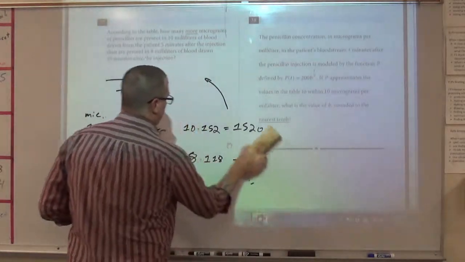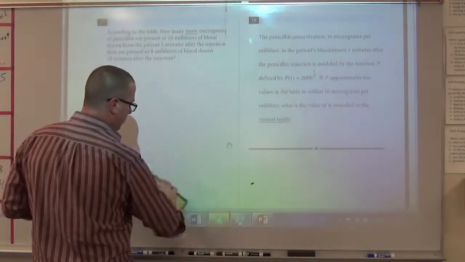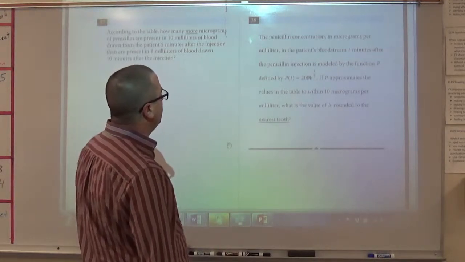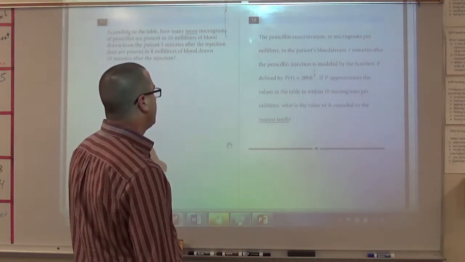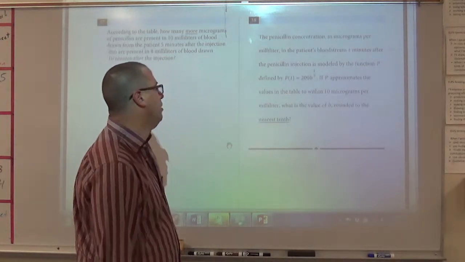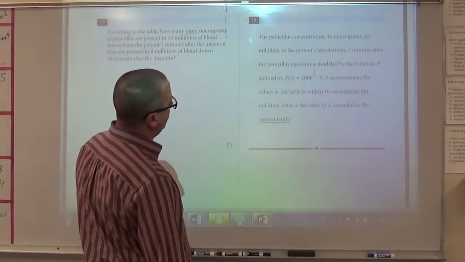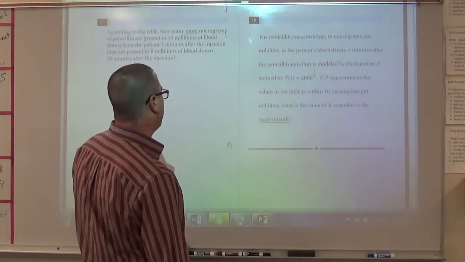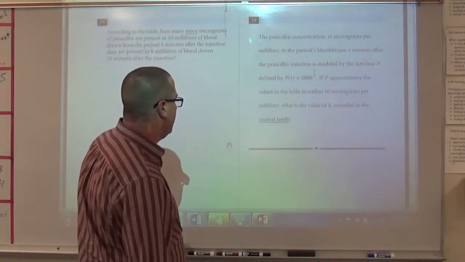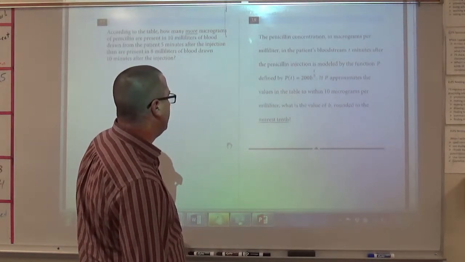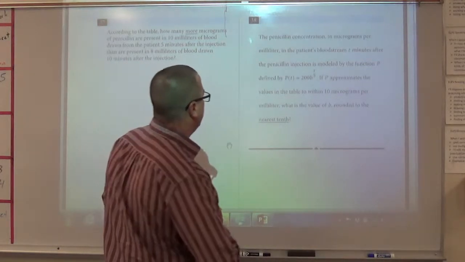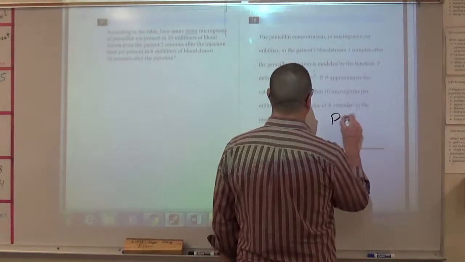Now let's read the other one. Penicillin concentration in micrograms per milliliter in the patient's bloodstream T minutes after the penicillin injection is modeled by the function P defined by P of T equals 200 B raised to the T over 5. If P approximates the values in the table to within 10 micrograms per milliliter, what is the value of B rounded to the nearest 10? That's kind of ugly. All right, so let's write it down.